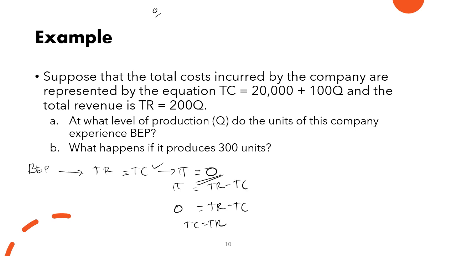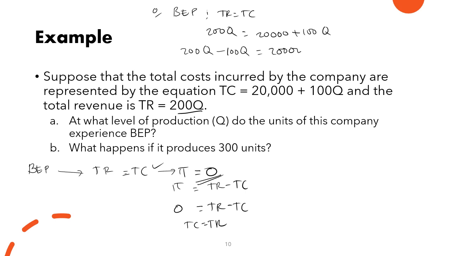Okay, I will go here. BEP again. TR equal with TC. So the TR here is 200Q. Put it here, and this is 20,000 plus 100Q. Collect all the Q's to the left. So 200Q stay here, plus positive 100Q goes to the left, becomes minus 200Q. And this is 20,000. So then this will be 100Q equals 20,000. Q is 200. Then put the name of BEP under the Q.